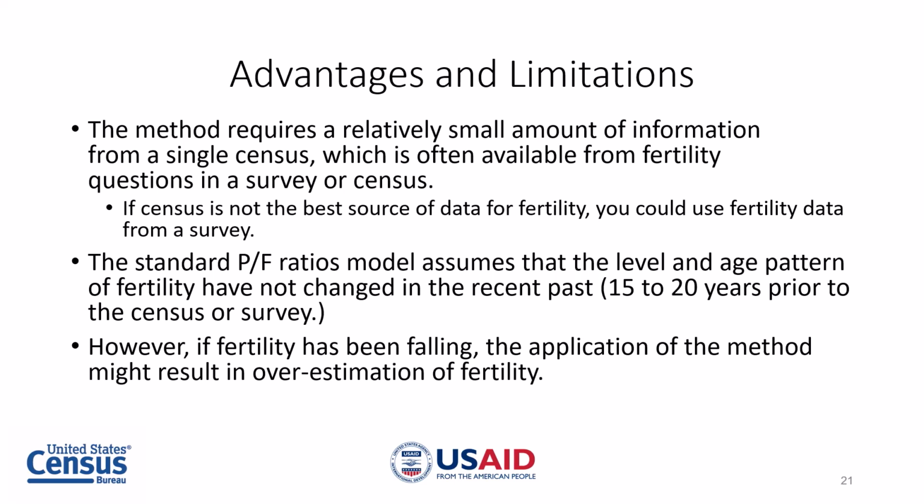A limitation of the standard PF ratio method is that it assumes that fertility has not changed in the recent past. We solve this limitation in the next episode with the PF ratios method for synthetic cohorts. Be aware that if fertility has been falling and the average age at first birth has been increasing, then the application of the standard PF ratios method might result in overestimation of fertility.